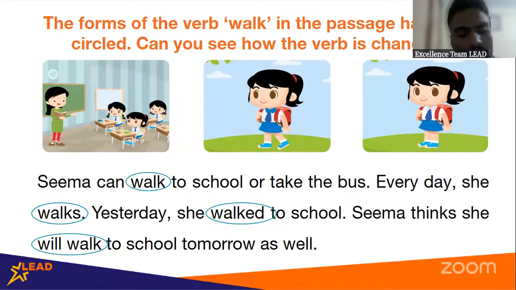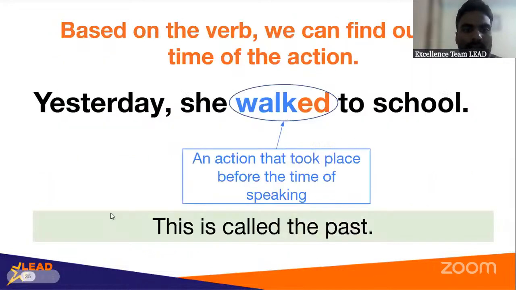So until now, the children are able to identify these words, right? And they have seen the application, how this walk is used here and here. They'll just have a brief understanding of this, right? This is grammar day 1. Now, based upon the verb, we can find out the time of the action.